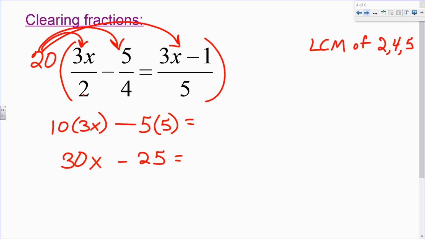Here, the 20 over 5 becomes a 4. This one, it probably is best if you actually write the 4 down and then put the original numerator in parentheses, so you don't forget to multiply both parts by 4. Then we have to distribute again, 12x minus 4.